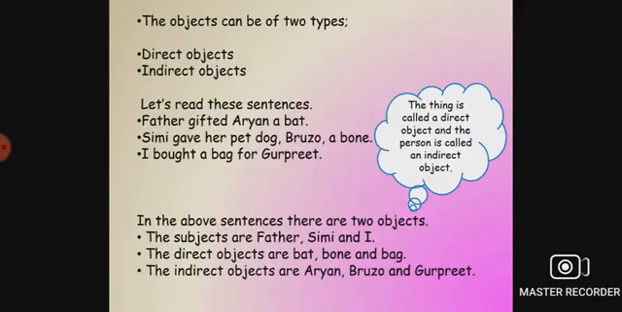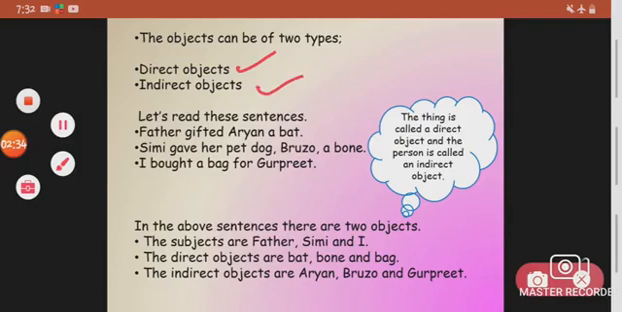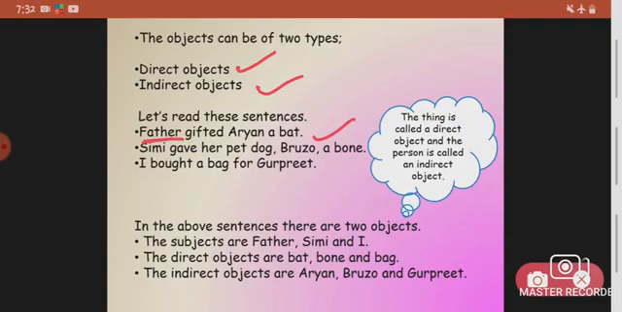Now, moving on, the objects can be of two types. We have direct objects and indirect objects. Let's read this sentence and understand it. Father gifted Aryan a bat. So what is the subject here? Father, right? Let's identify the subject first.